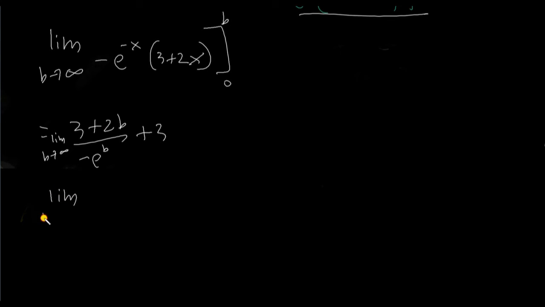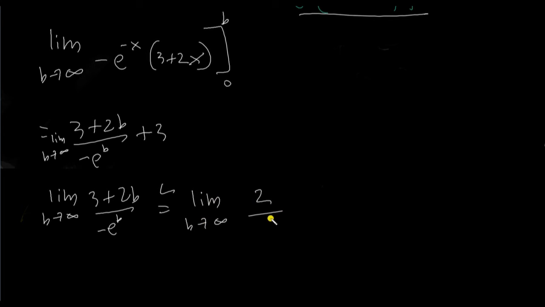So the limit as b goes to infinity of 3 plus 2b over e to the b. I'm going to have to use L'Hopital's rule to evaluate this. And that's going to give me 2 over e to the b. If I plug that in, I'm going to get 2 over infinity, or 0. So this comes out to be 0 plus 3, or 3. So my integral converges, and it converges to 3.